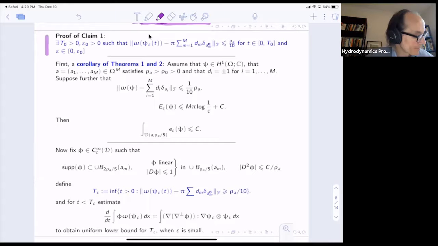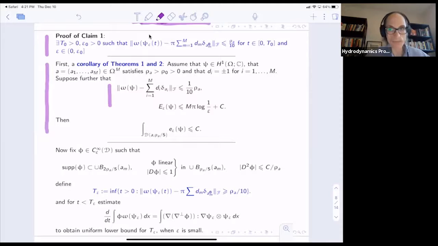There it is. And I want to start by stating a corollary of theorems 1 and 2. Theorem 1 is the localization theorem, and theorem 2 is the one that describes this energy. It says that psi is close to psi star if the energy of psi is close to the energy of psi star. And this is a sort of refined lower energy bound. Okay, so here's the corollary. I want to assume these are the hypotheses of theorem 1.